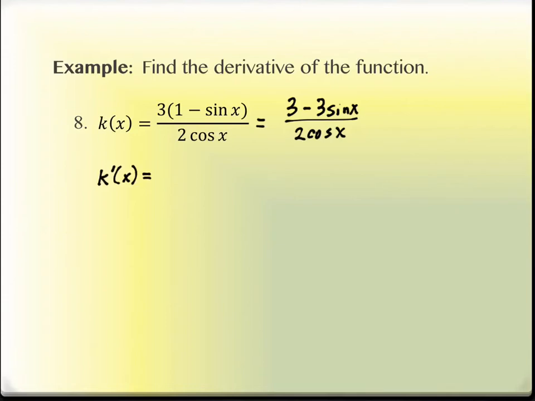All right, so somebody tell me, what's the first piece of my quotient rule? Yeah, the denominator, so it's 2 cosine of x. Then what? Derivative of the numerator. Okay, so what's the derivative of 3 minus 3 sine x? Okay, so the derivative of 3 part's going to go away, right? So we really only have to do the 3 sine x. The derivative of sine is, what did you say?